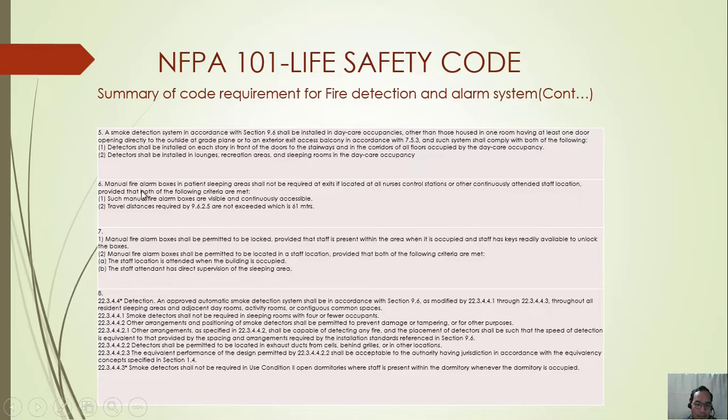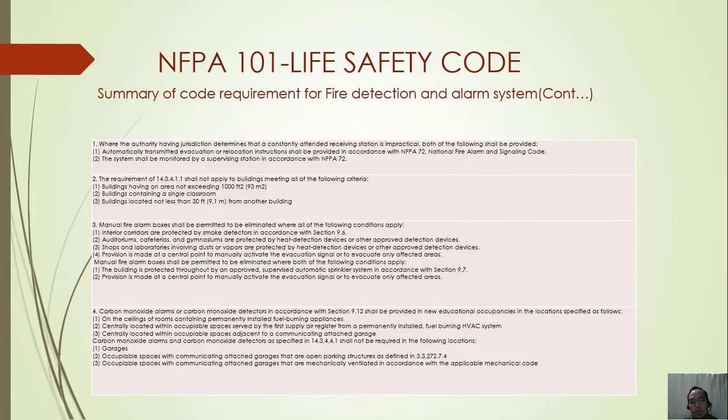And at the same time, both of the following criteria are met. Such manual fire alarm boxes are visible. Make sure that the fire alarm pull stations installed at all nurses control stations are visible. And the travel distance, which is 61 meters, is maintained. It means the travel distance to the pull station is not more than 61 meters, guys. If a nurse is going to activate the pull station at the nurse control station, it should not exceed 61 meters as a travel distance. Okay?